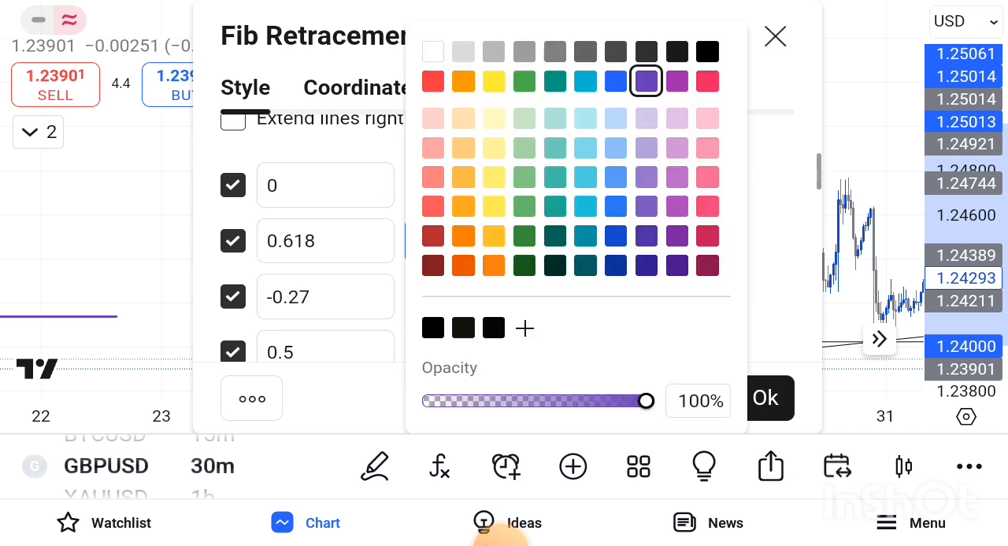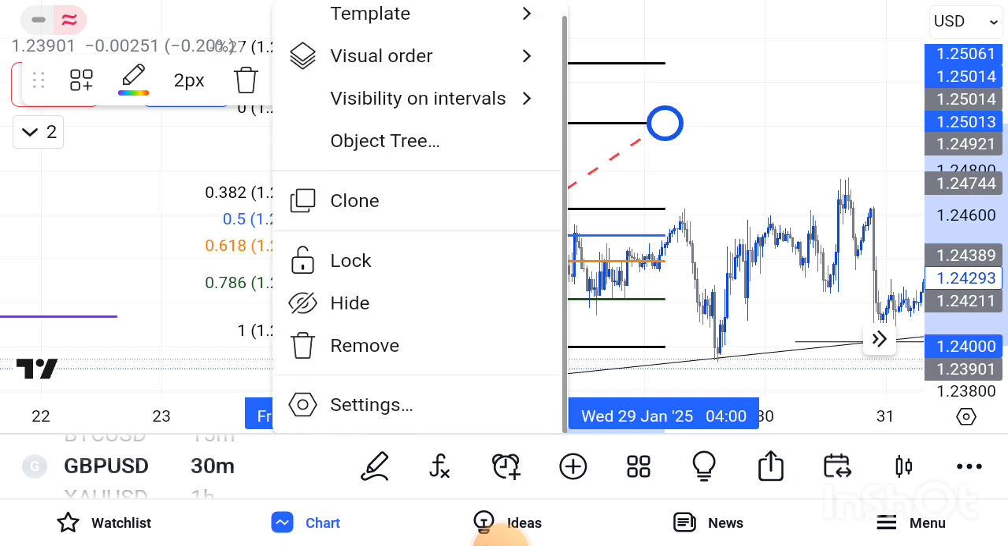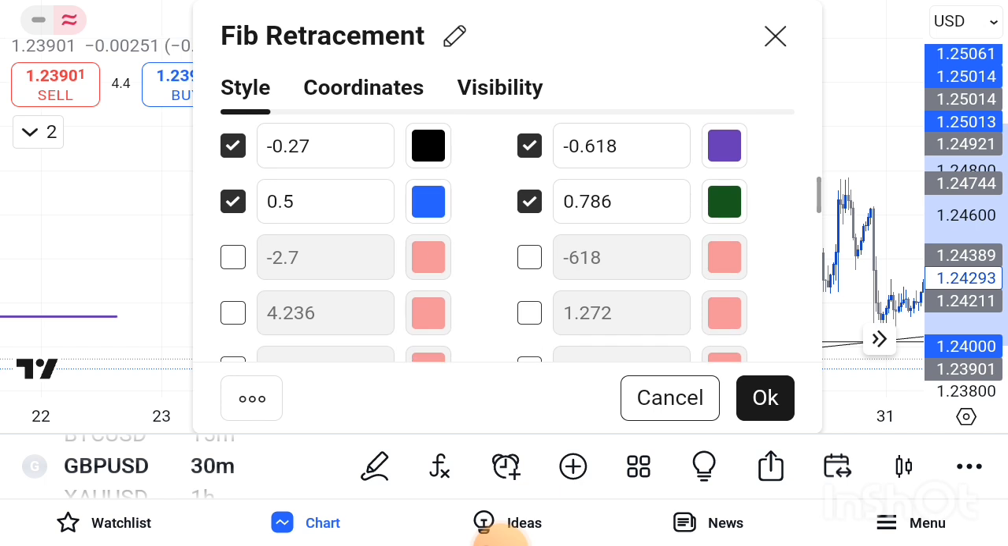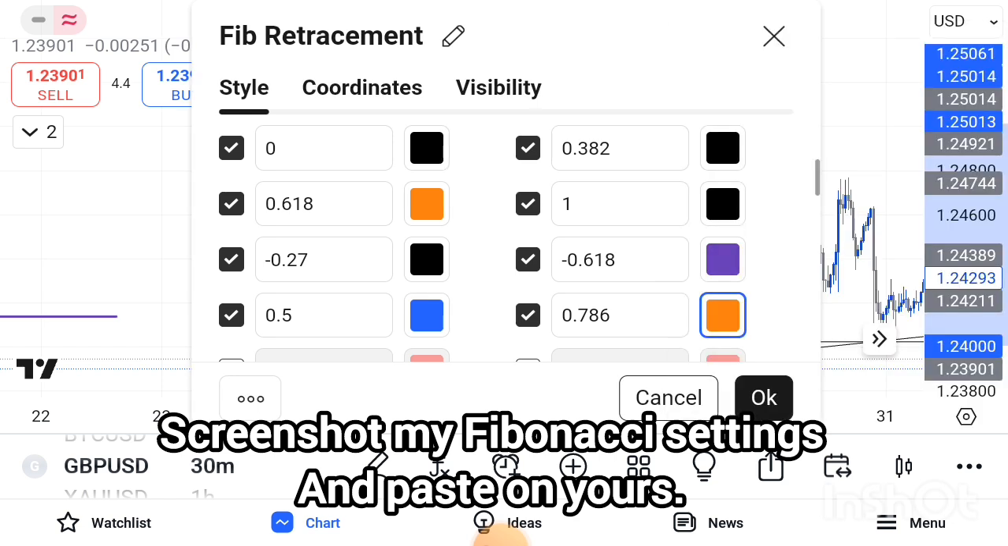Sorry, this is supposed to be orange because 61.8 is my golden zone. So I think maybe just using orange. Other colors are like that. This setting, I didn't change the colors of these ones. So okay, look at the coordinates.